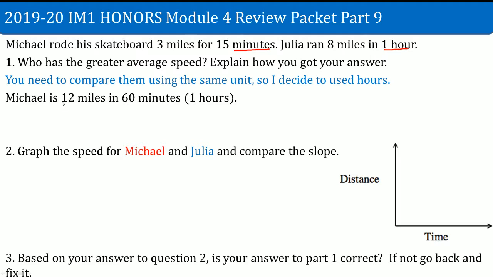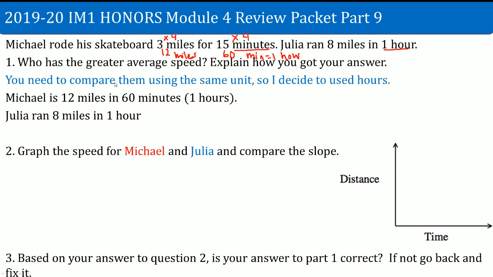So Michael is 12 miles in 60 minutes. How did I do that? I multiply. There are different ways of doing this. How do you go from 15 minutes to 1 hour? You have to multiply this by 4, because multiplying this by 4 gets you 60 minutes, and 60 minutes is equal to 1 hour. Multiply this by 4, and this gets you 12 miles. That's how I got this.